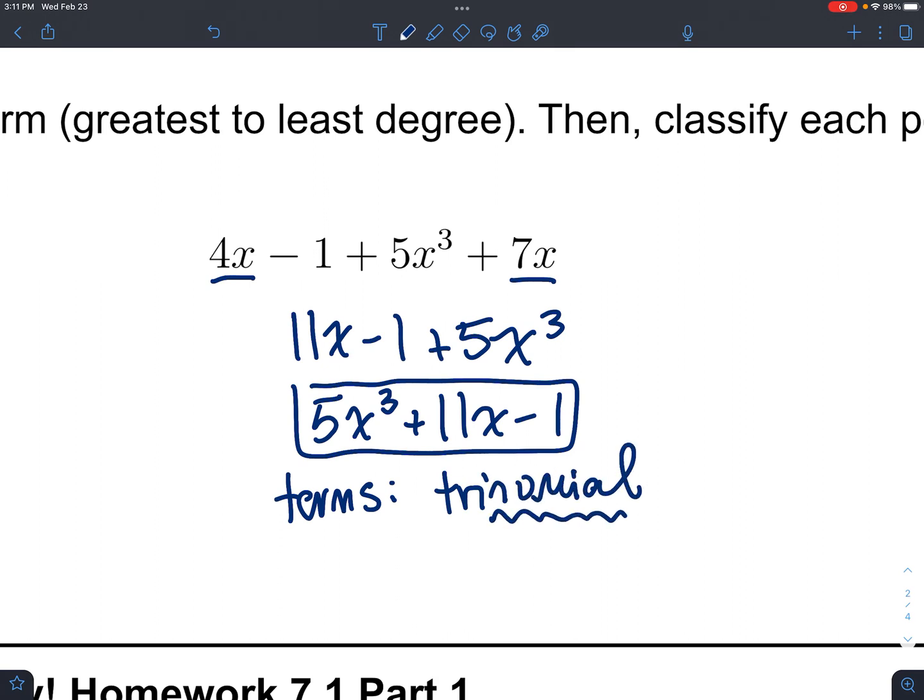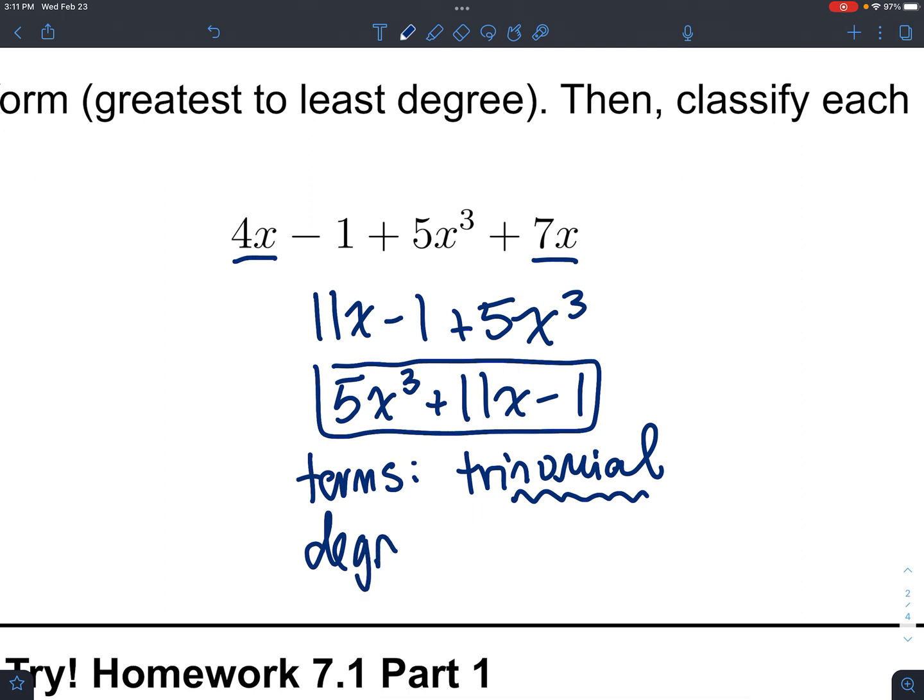For me, I always think nomial is kind of like name, right? Name and also number. So I see 3 number, so 3 terms. That's how I get those straight. And with degree, I know it's either linear, quadratic, or cubic. This one's cubic because that is the highest degree.